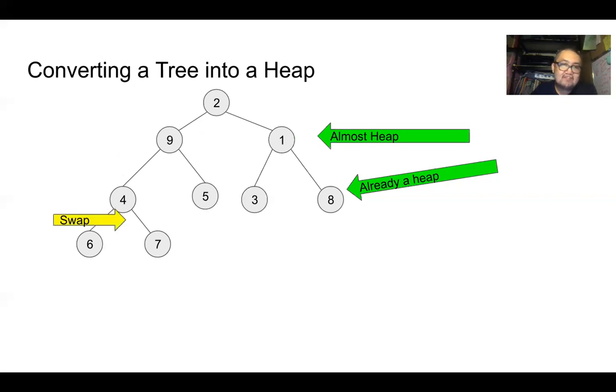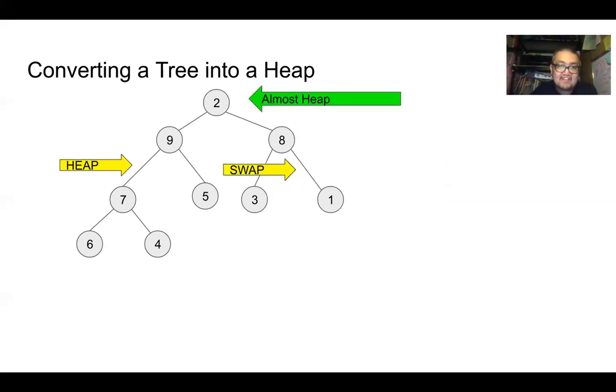So we swap. Basically, that's it. And I will define an algorithm later. So we now have here a heap. So we repeat that in the right side, and we have an almost heap again. So we just repeat the process until we form a heap.